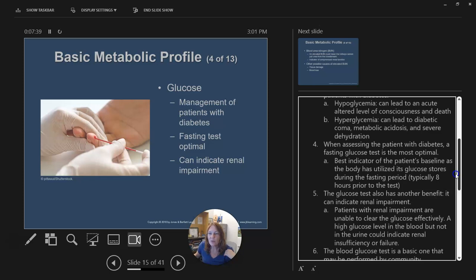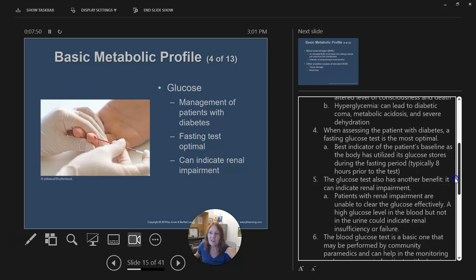When assessing the patient with diabetes, a fasting glucose test is the most optimal. It is our best indicator of the patient's baseline, as the body has utilized its glucose stores during the fasting period. That's usually about 8 hours prior to the test.